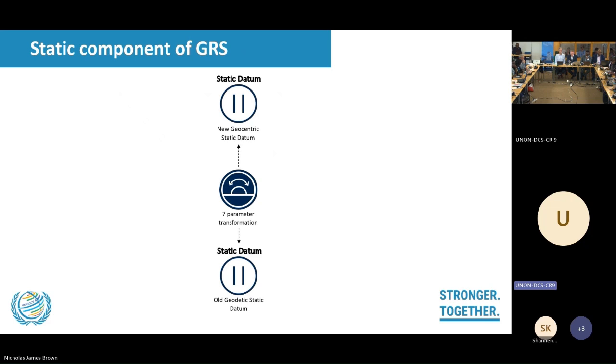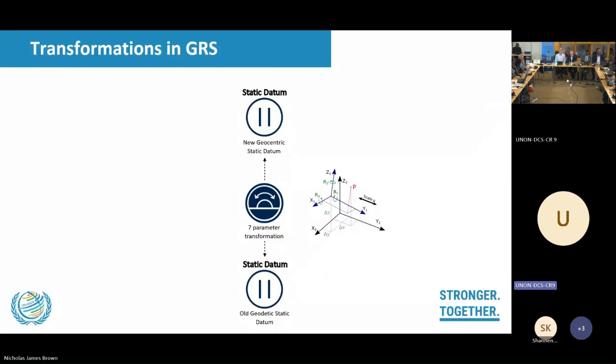Stories like this can help you explain why you're trying to transition from an old datum in your country, if it's not connected with GPS or ITRF, and why you would want to modernize and move to a new static datum, which is shown at the top. And then you need to develop your transformation parameters to go from one to the other. And that's what's shown here. So we'll have a presentation or two, either later today or tomorrow, where we'll work through what these transformation parameters are and how you can develop these for your country to move towards a new modern datum.